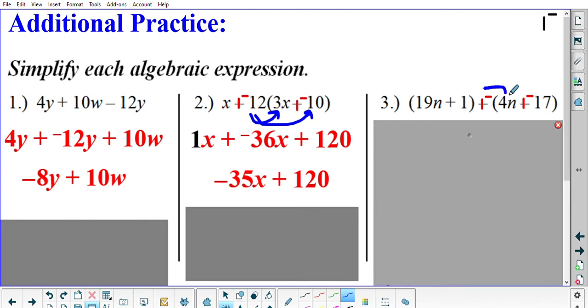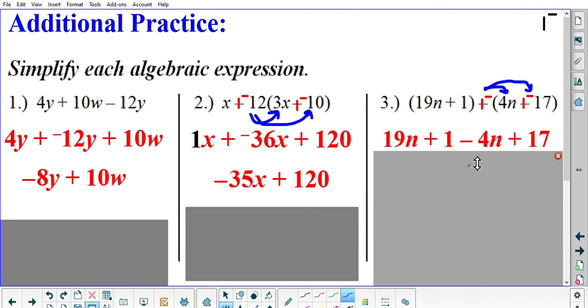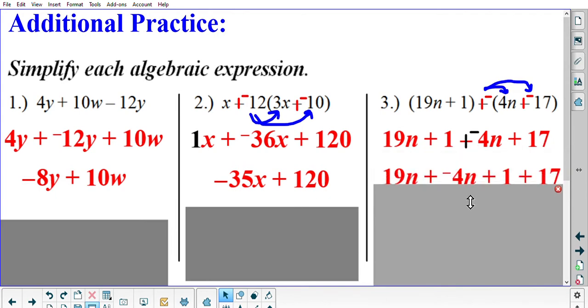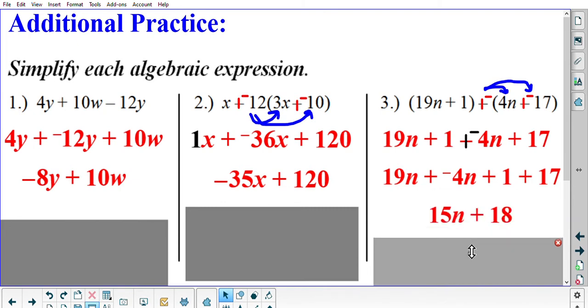So the negative gets distributed to the 4n and to the negative 17. And then a negative times a positive 4n would make it plus negative 4n. And then also the negative distributed to the negative 17 would make it a positive 17 because the negative times the negative is a positive. Then you can use the commutative property, switch the order, and then you would finally add your like terms. 19n and negative 4n makes 15n, 1 and 17 would make 18.